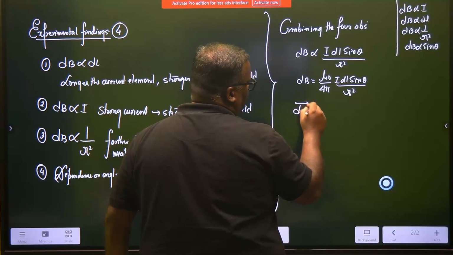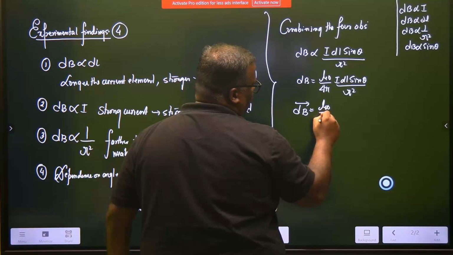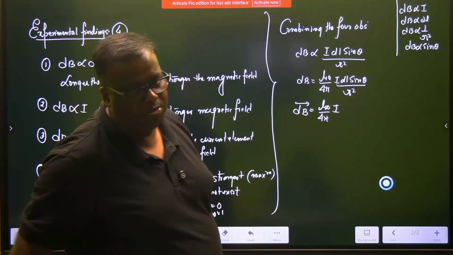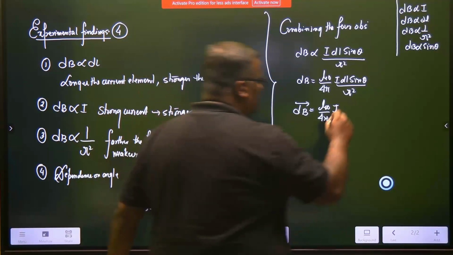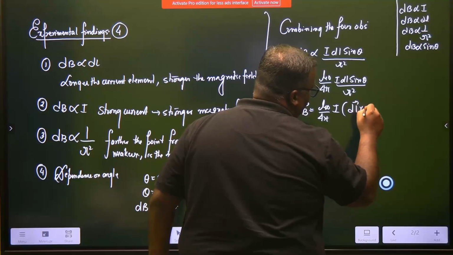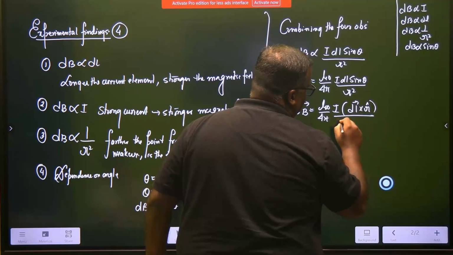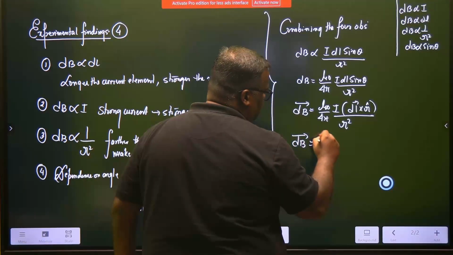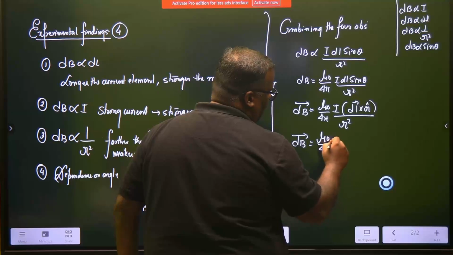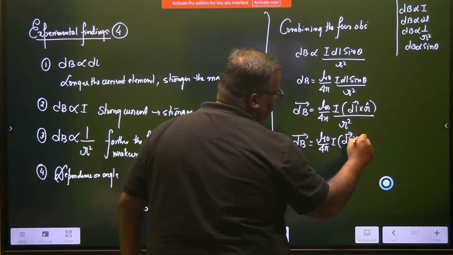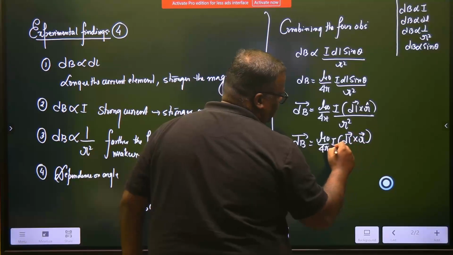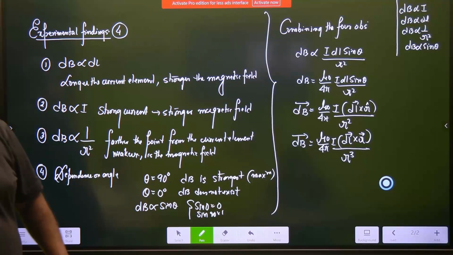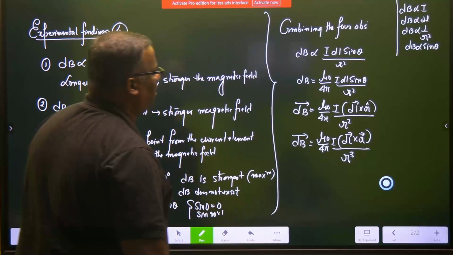Observe what I am writing now. If I bring in the vector, this is mu naught upon 4 pi, I. Now sine theta, theta is the angle between dL and R. So we write dl vector cross r cap, the unit vector, divided by r square. In books you may also find this expression as mu naught by 4 pi I dl cross r unit vector.